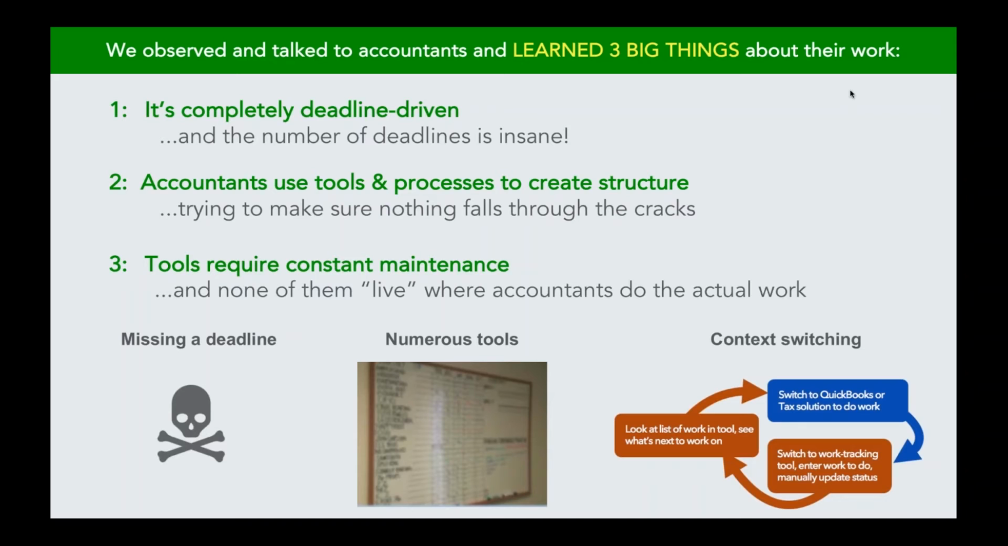The third thing we learned is that those tools that accountants use to manage their work, whether it be a whiteboard, a filing system, a to-do list, Excel, or a third-party tool, none of them live where accountants do the actual work. So the challenge is, as soon as you actually go do some of the work, now all the tools are out of date. And so what we heard from a lot of accountants is, it's so much work just to manage all these tools that I actually brought in an admin to help out with that.